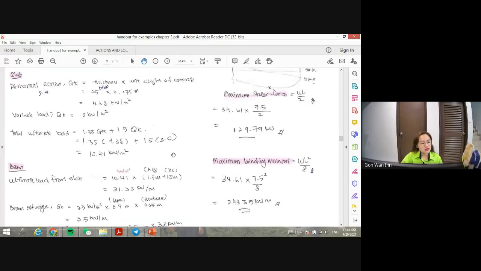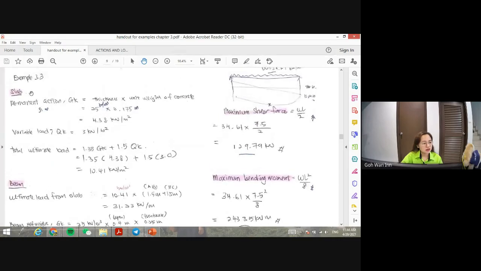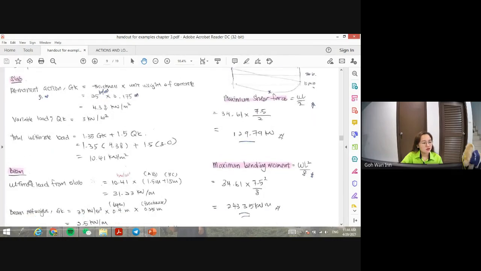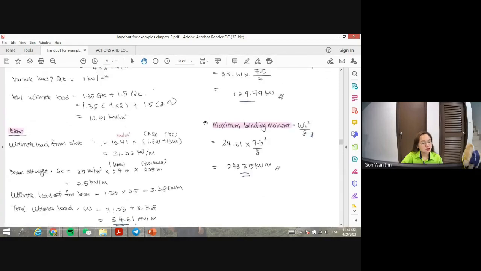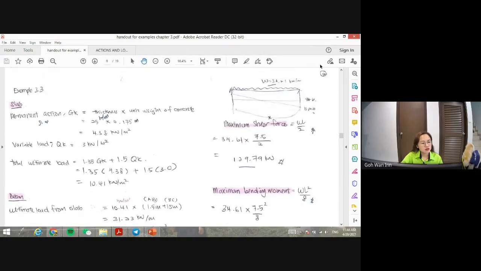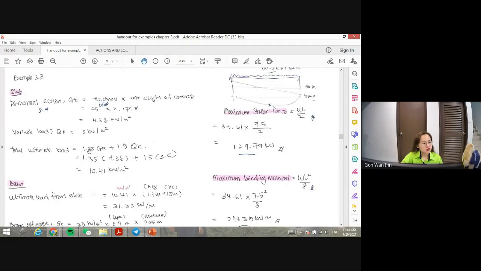So this example is similar. Again, you will need to calculate the slab and the beam. Okay, so after you calculate everything, you will total it up and draw like this, right? The W, total W is how much? Okay, so the W, you will get the total load is 1.35 GK plus 1.5 QK.